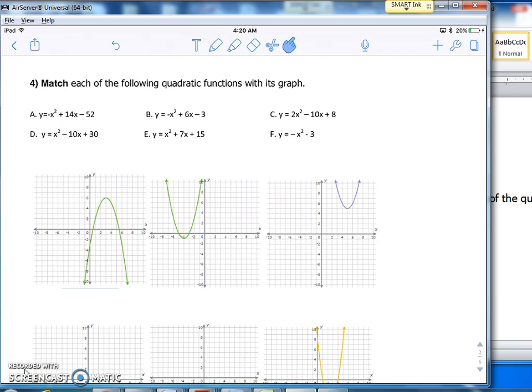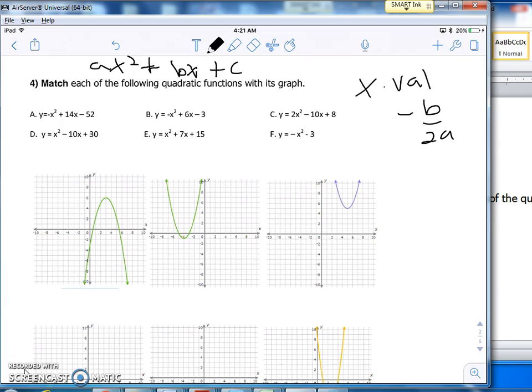Alright, we're going to want to match the following quadratic functions to the graph. I think we can do this hopefully by just looking for our vertex and knowing whether it goes up or down. The x value of the vertex is the opposite of b over 2a. And remember, these are in the form ax squared plus bx plus c.